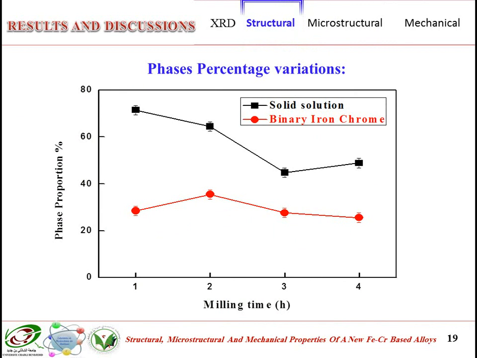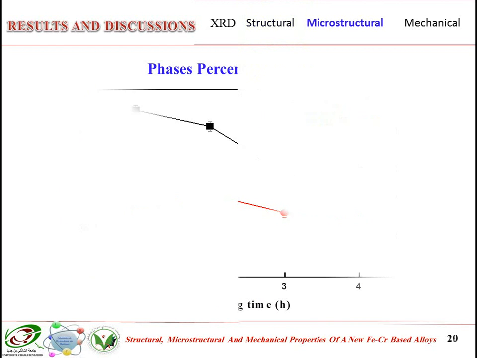The proportion of solid solution phase decreases in the first 3 hours to 44.7% because of the formation of other phases. The formed iron chromium binary records the highest phase proportion at 2 hours of milling, 35%, then remains nearly stable.